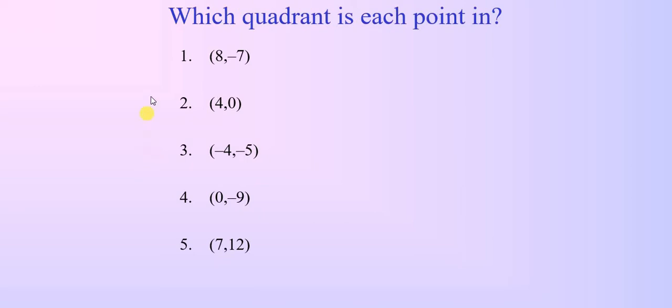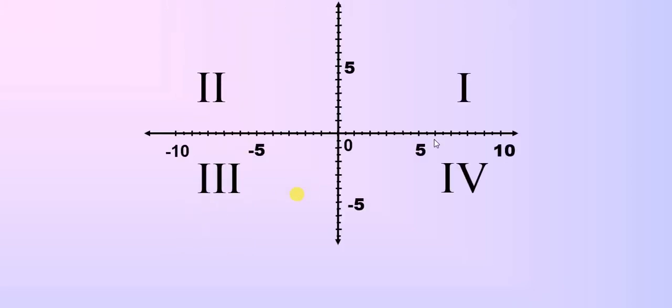Now we are asked to locate in which quadrant each point lies. Let's take a look back at that. Here we have the first quadrant, which has a positive x and a positive y. The second quadrant has a negative x and a positive y. The third quadrant has a negative x and a negative y. And the fourth quadrant has a positive x and a negative y. Those characteristics are what we'll use to determine in which quadrant the point lies.